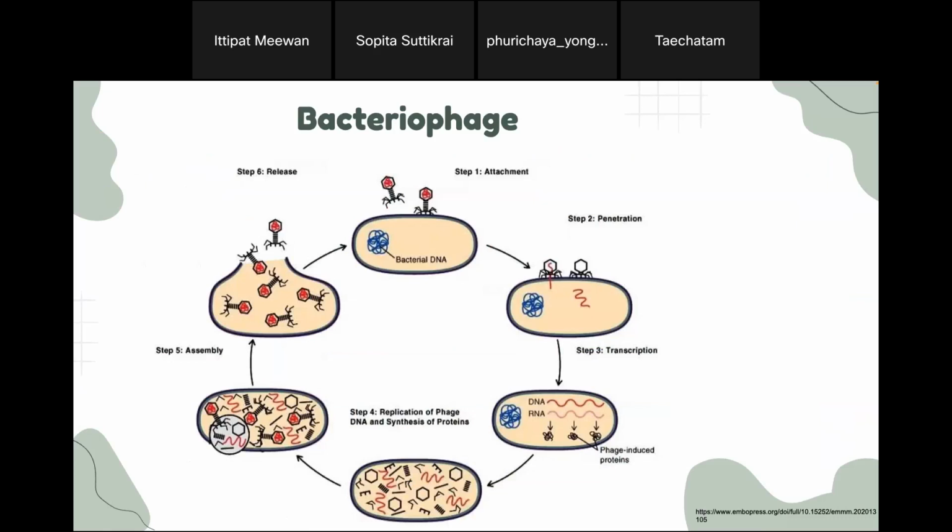So it can start making copies of more bacteriophage right here, and then assembly, and then break the cells to release more of the phage to spread the infection. So this is what happens when bacteria get infected.